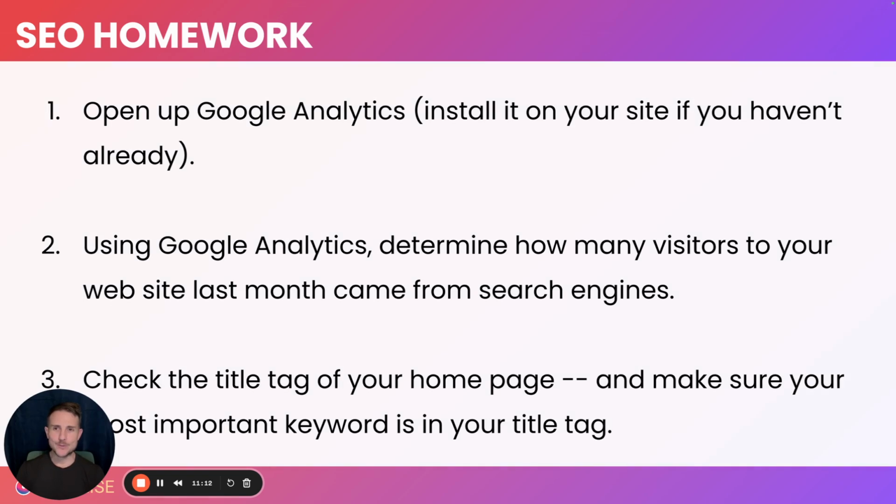So your homework for this week, well, open up Google Analytics, install it on your site if you don't have it already. Using Google Analytics, determine how many visitors to your website last month came from search engines. You can also do the same thing on SEMrush. And then check the title tag of your homepage and make sure your most important keyword or two is in your title tag and ideally in your H1 tag as well. Hope you're all having a wonderful day, and I'll see you in the next lesson.